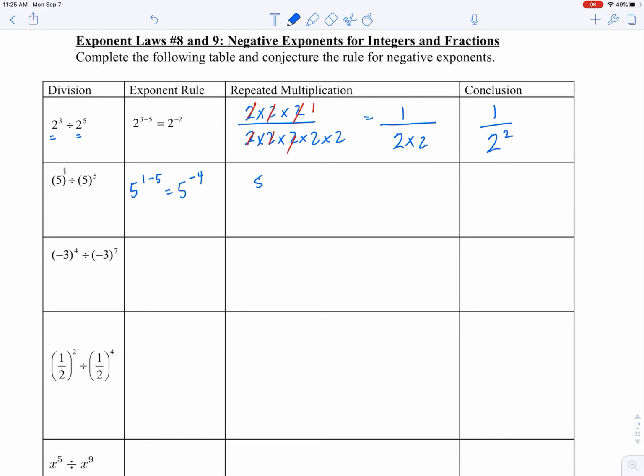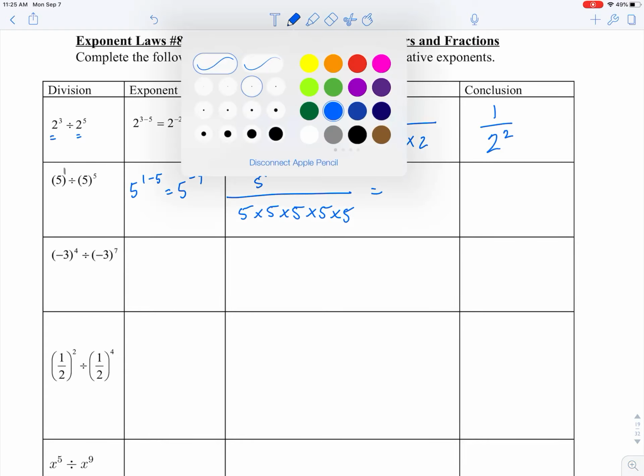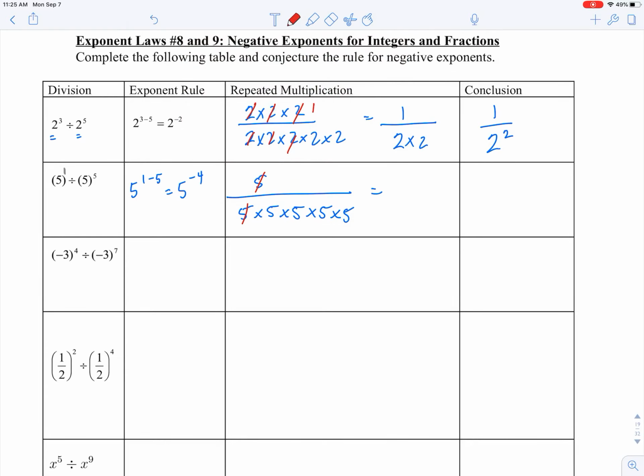If we go old school, 5 up top, 5 times 5 times 5 times 5 times 5. We get one pair that cancels out, but we'd be left with a 1 up top and 5 times 5 times 5 times 5 down low, which is the same as 1 over 5 to the 4.